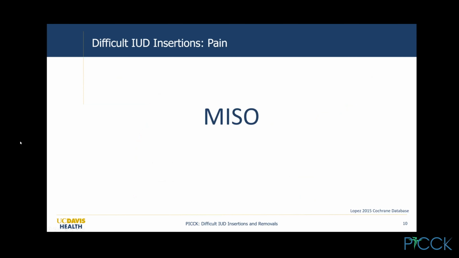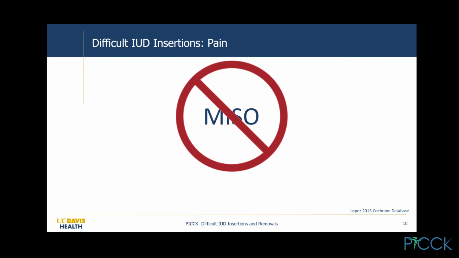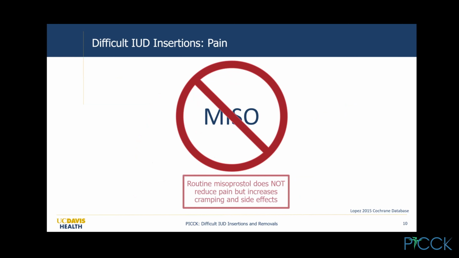Now, there has been a lot of use of misoprostol over the years, and unfortunately that practice still persists. And I say that unfortunately because there's actually quite a large body of evidence at this point that shows that routine misoprostol with the idea of cervical softening to allow for easier placement of the IUD does not work. It does not improve pain, and in fact actually does increase uterine cramping and increase side effects such as nausea, vomiting, and diarrhea. And so routine misoprostol use with anticipation of a difficult IUD insertion, I would not recommend.